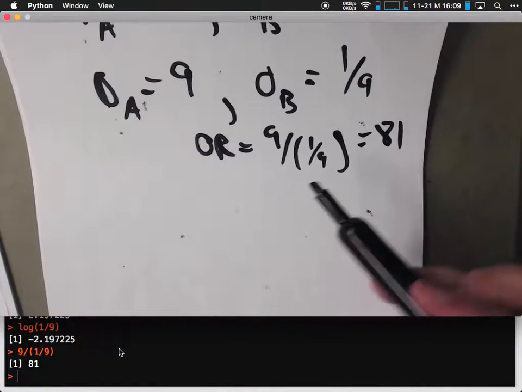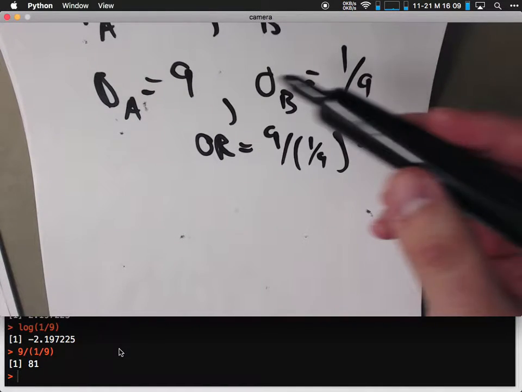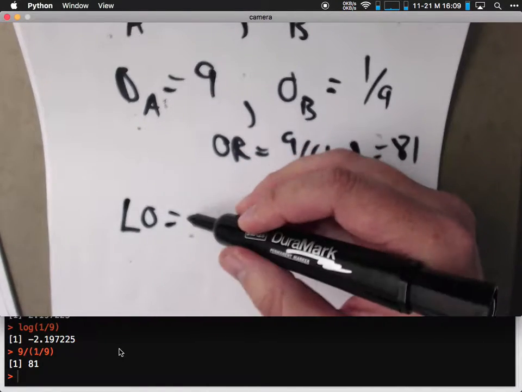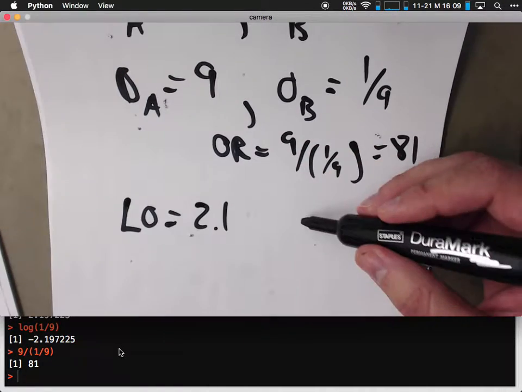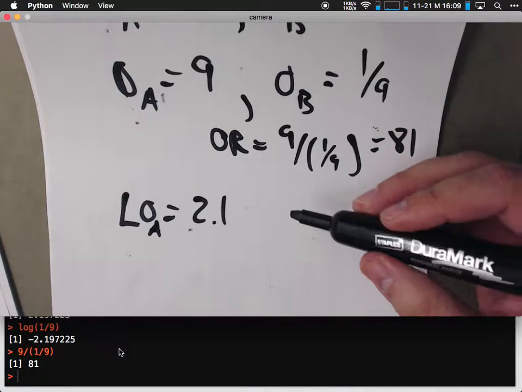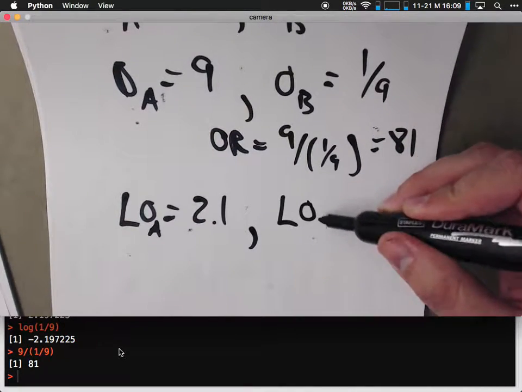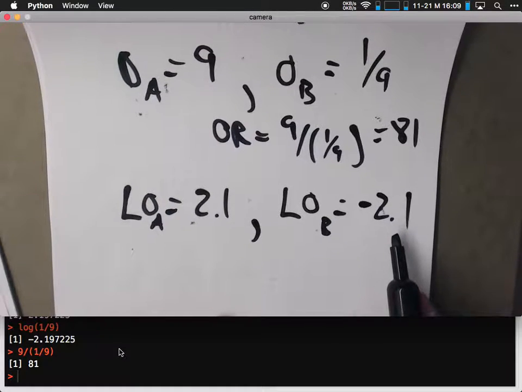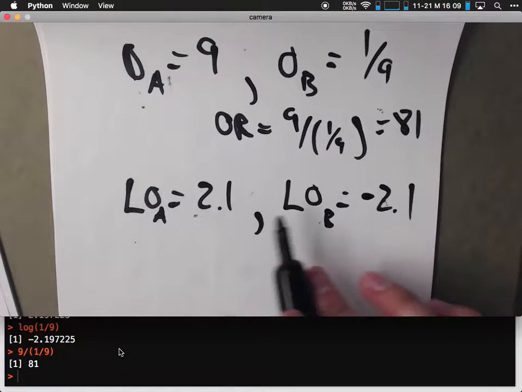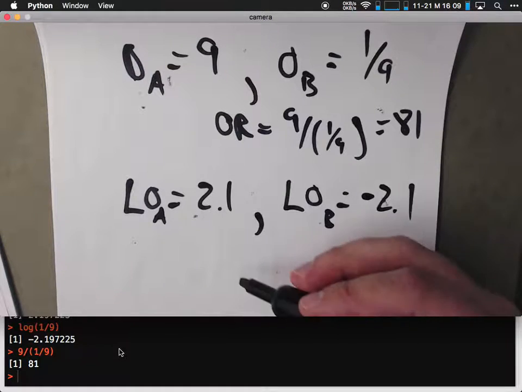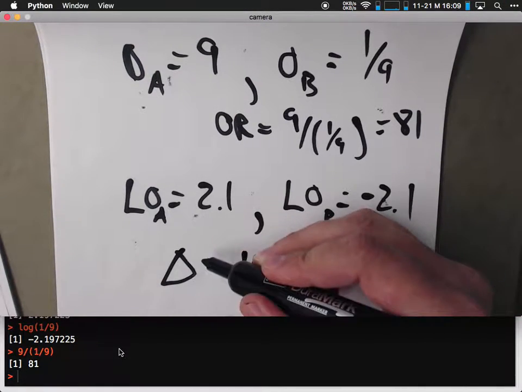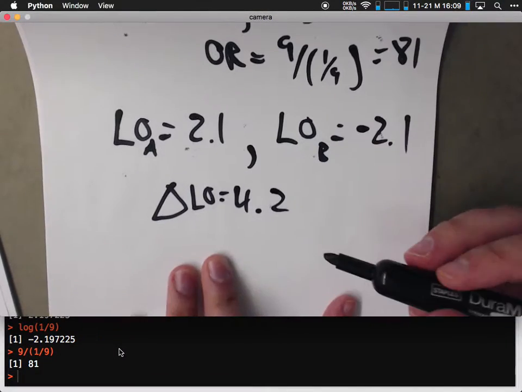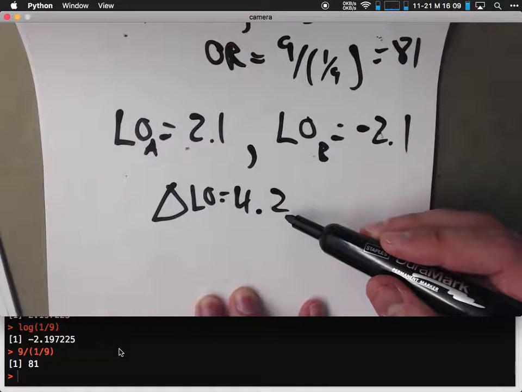What if, instead of this odds ratio, we converted both of those to their log? So log odds: log odds of A is 2.1, log odds of B is negative 2.1. And what if, instead of doing a ratio, we just said, what is the difference between their log odds? Well, that's 4.2. So delta log odds equals 4.2.